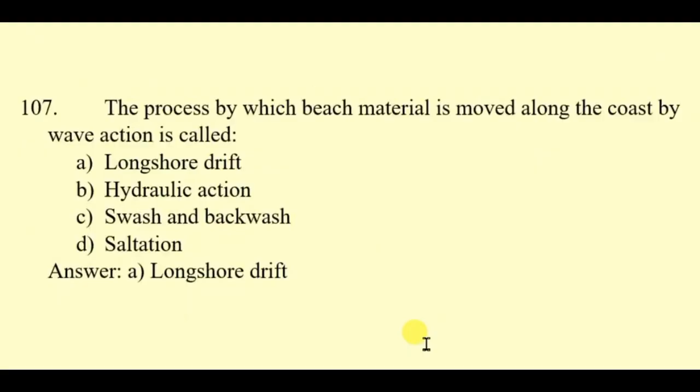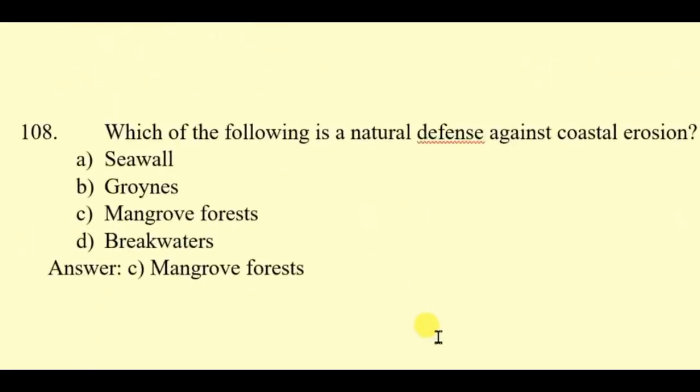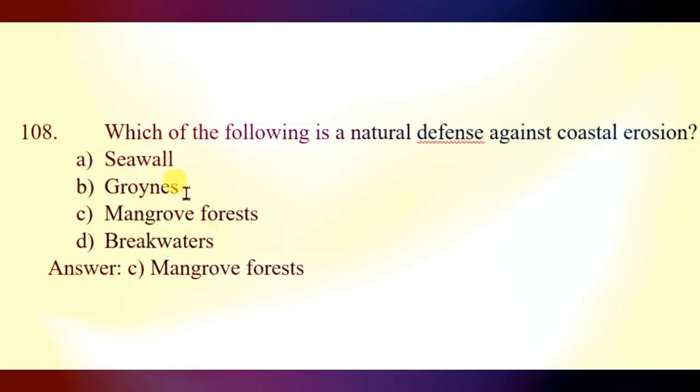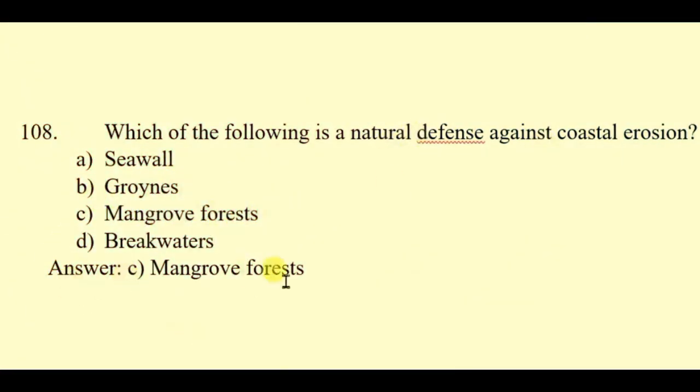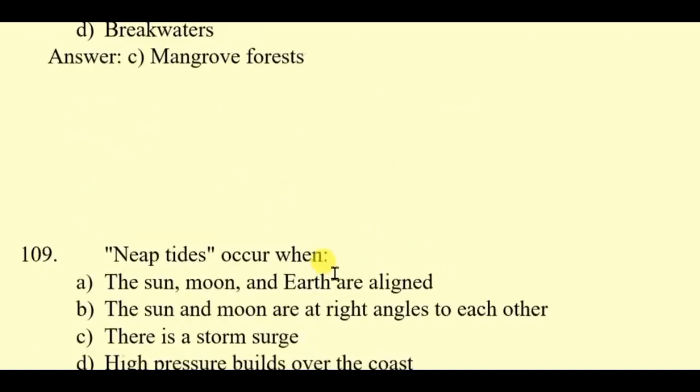Question 107. The process by which beach material is moved along the coast by wave action is called longshore drift, hydraulic action, swash and backwash, saltation. Here the right answer will be longshore drift. Question 108. Which of the following is a natural defense against coastal erosion: seawall, groynes, mangrove forest, breakwaters? Here every feature is man-made, but mangrove forest is natural. So the right answer will be mangrove forest.